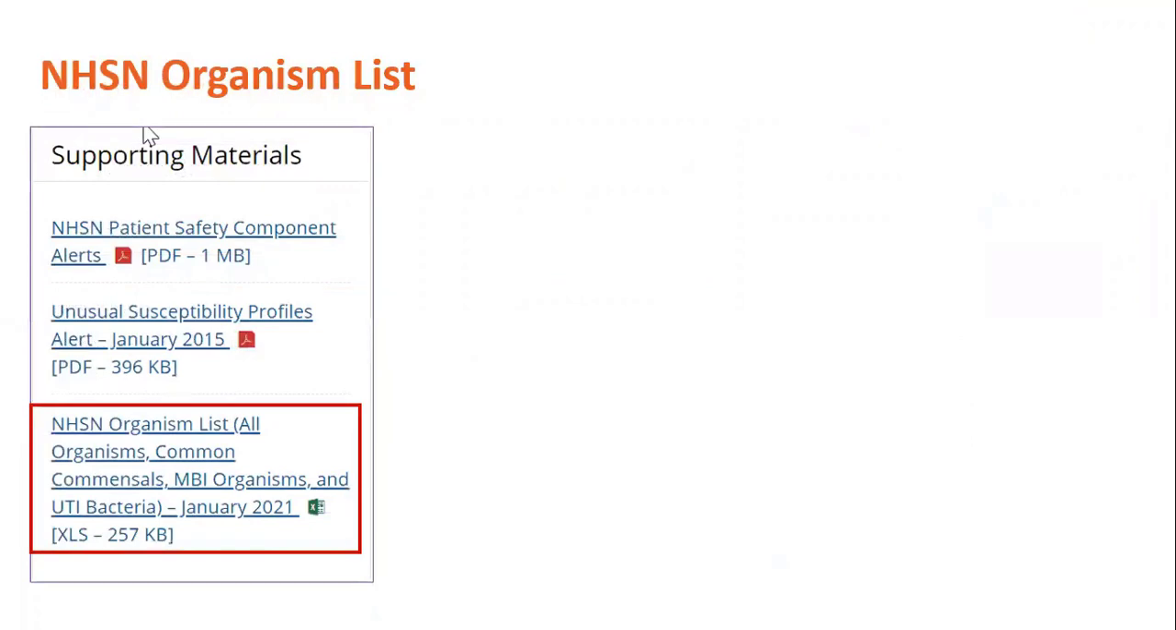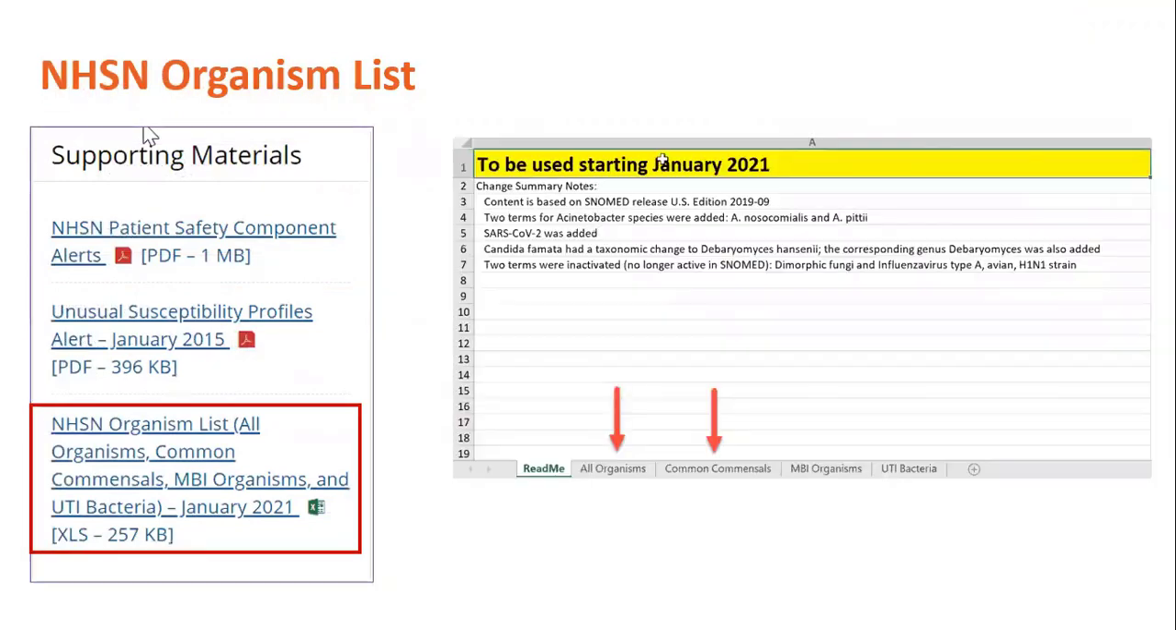We will be using the NHSN organism list document for this module. We'll be primarily using the all organisms and common commensal tabs here denoted by the red arrows.